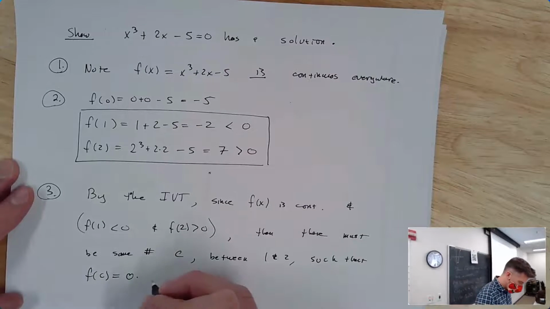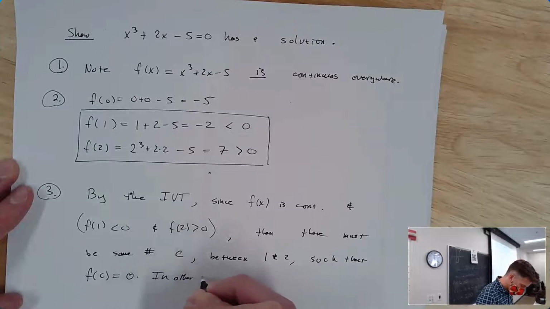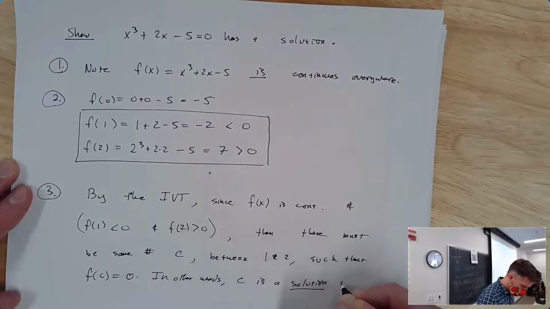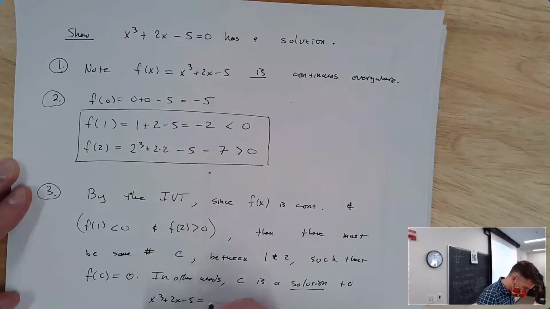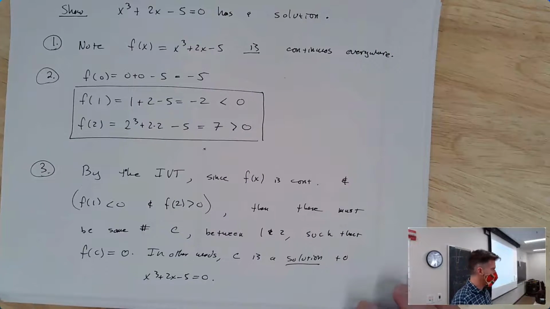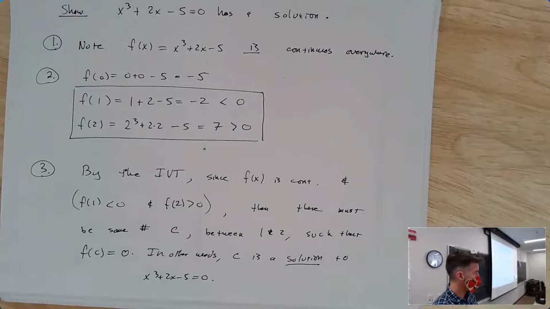Or in other words, C is a solution to x cubed plus 2x minus 5 equal to 0. I don't think you need that last sentence, but I just want to make it extra clear what we're finding. So we showed that there has to be a solution to this function equal to 0. And we were pretty good about where it lives. C is some number between 1 and 2.